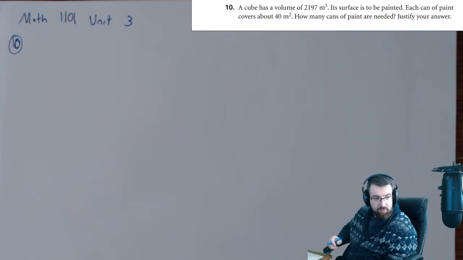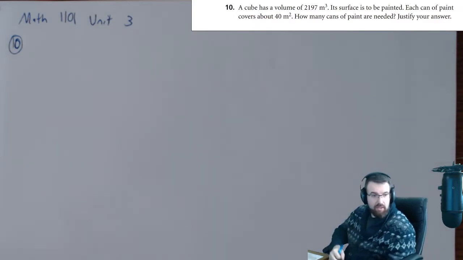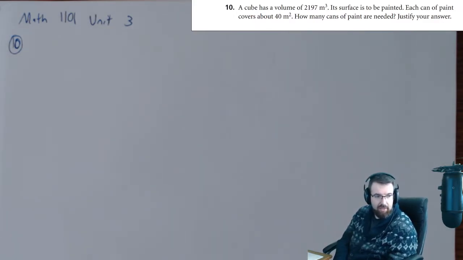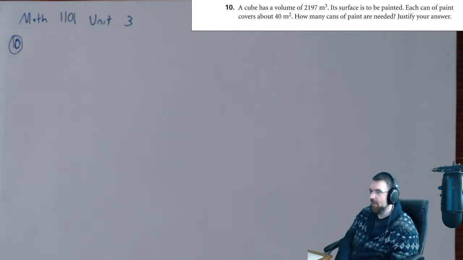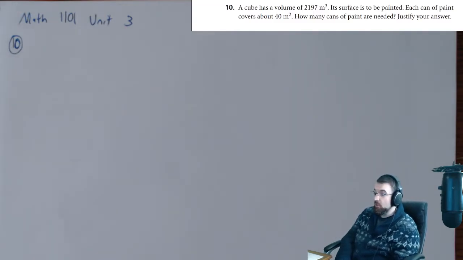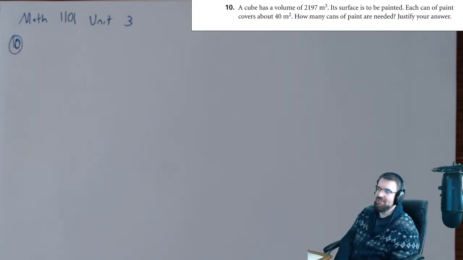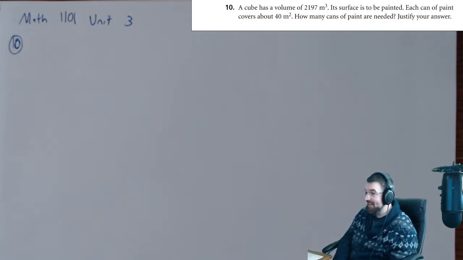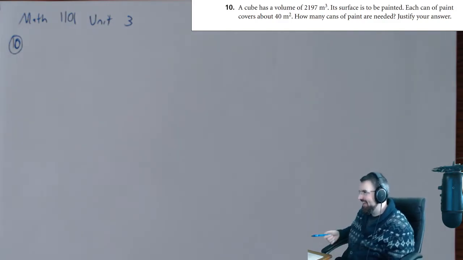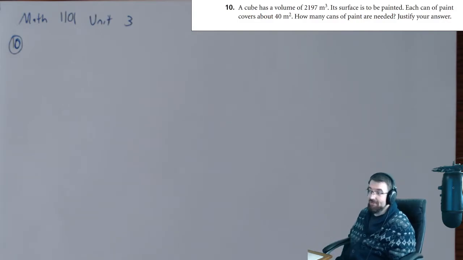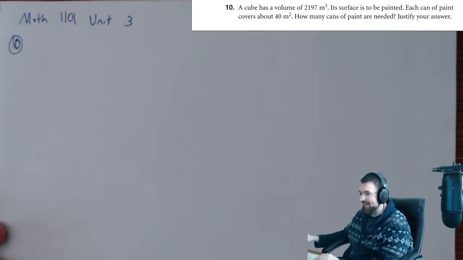Okay, so a cube has a volume of 2,197 cubic meters. The surface is to be painted. Each can of paint covers about 40 square meters. How many cans of paint are needed? This is a great question for you to have asked about, Lauren, because this is very similar to questions you will see on your test. You're pretty much guaranteed to see a question structured like this one, if not on this test, then on other ones as well. Paint covering area is a great math teacher chestnut, a real good standby.